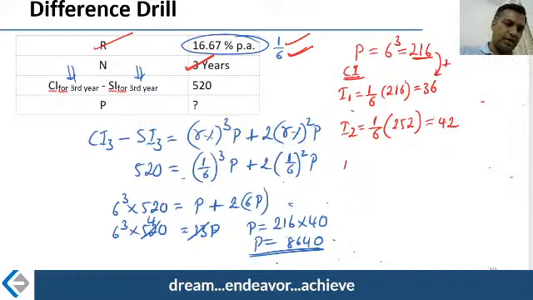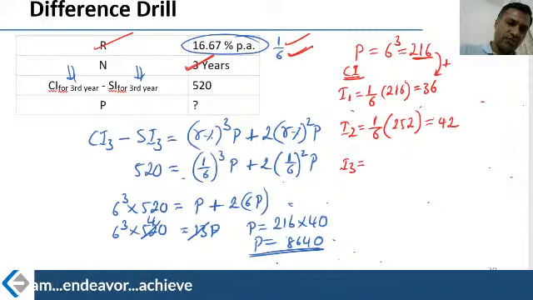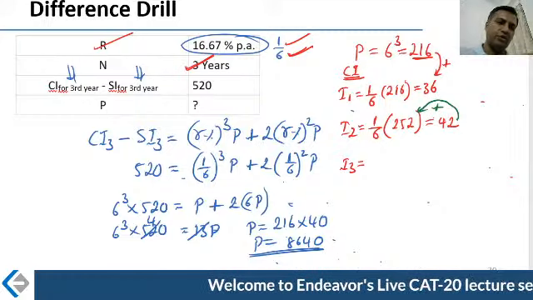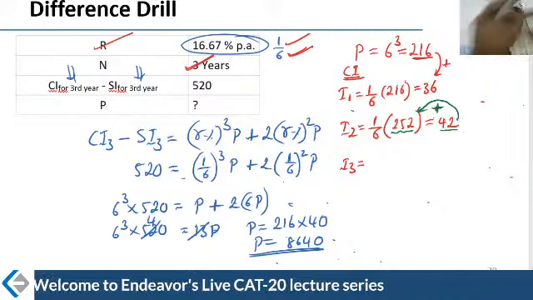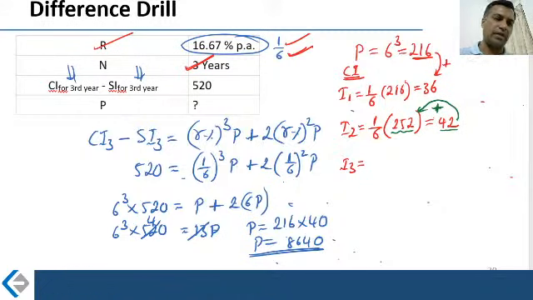Fair enough. What is the interest for the third year? Now you are calculating interest for the third year. Add this 42 to the previous principal. Otherwise you can add 216 plus 36 plus 42; all three numbers can be added, no problem. Another way: you know the previous principal, you got the interest, add it to that principal. That becomes the revised principal.